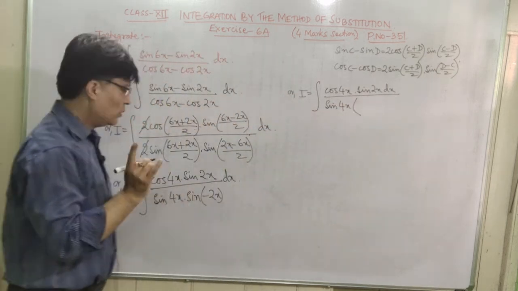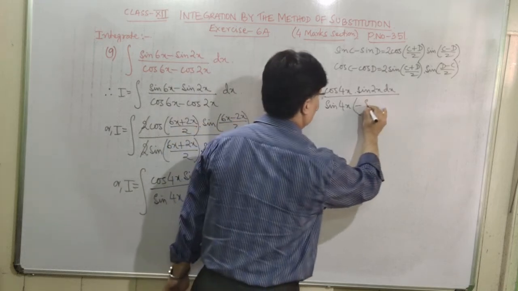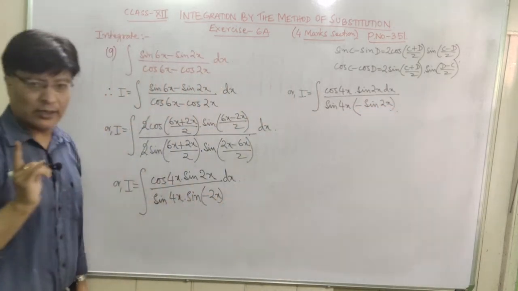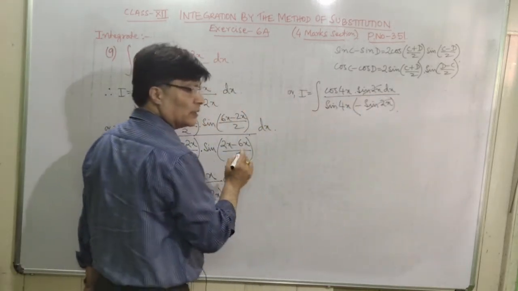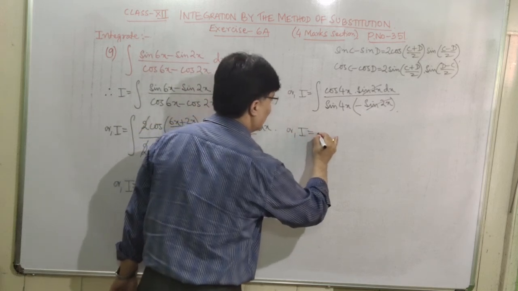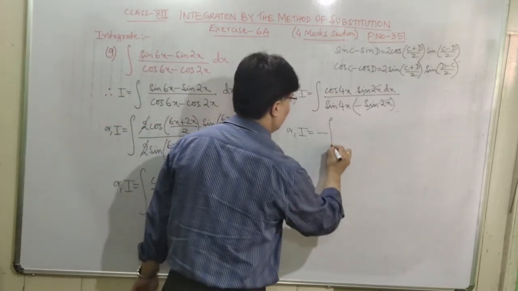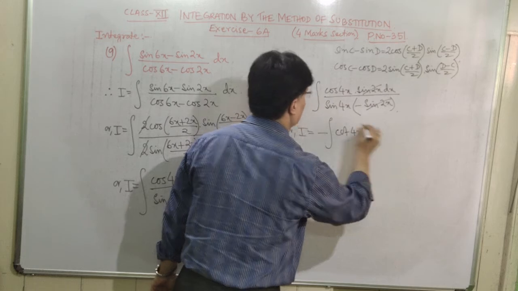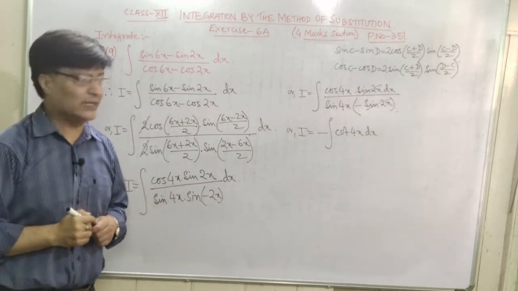into what? What is sine of minus theta? Minus sin theta. So it is minus sin 2x. So you can cancel this sin 2x. The minus sign is a constant, you can take it outside. Then it is the integration of cot 4x dx, that is cos 4x by sin 4x is cot 4x dx.